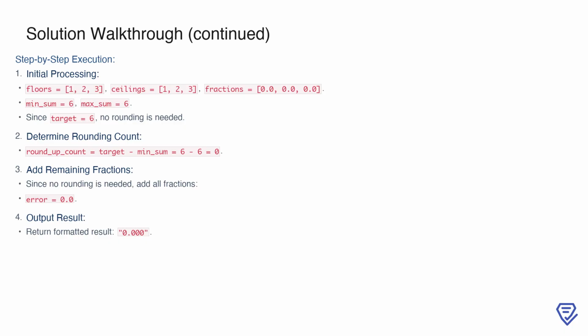The minimum sum and maximum sum, both equal to 6, indicate that the target matches the sum of the unrounded prices. Since no rounding is necessary, the rounding count is calculated as 6 minus 6, which equals 0. We then add up the remaining fractional parts, which are all zeros, resulting in a total rounding error of 0.0.